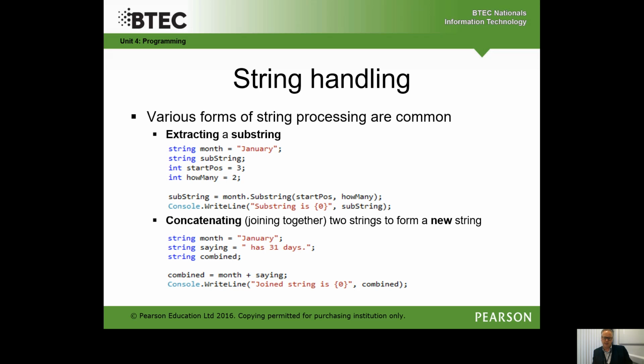So that Console.WriteLine would say joined string is {0}, where {0} is combined, and combined is month plus saying. Month is January, saying is has 31 days, so the output is joined string is January has 31 days. This is output because we use the plus operator to join the 2 strings together. There are other techniques available in C#, but the plus operator is probably the easiest to use. It's worth trying that code out using the online platform for C#. I'll show you at the end of the presentation where you can go online to key in some C# code and try it out to see it working.